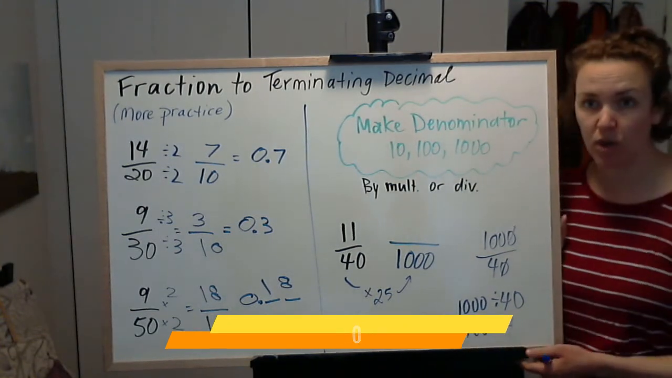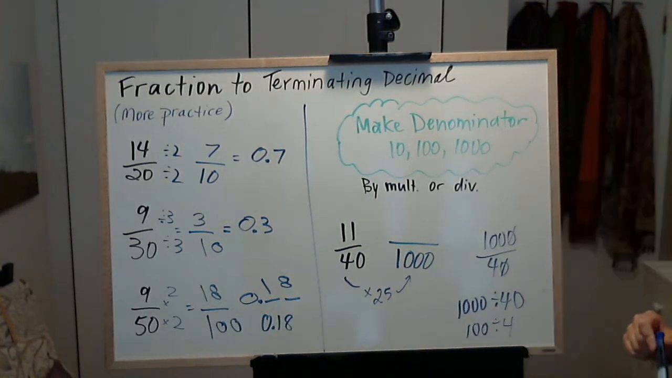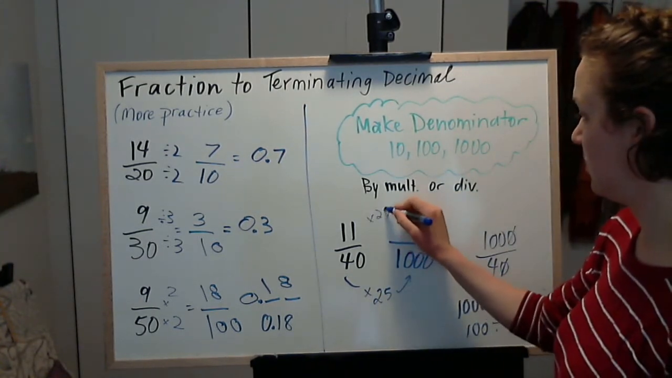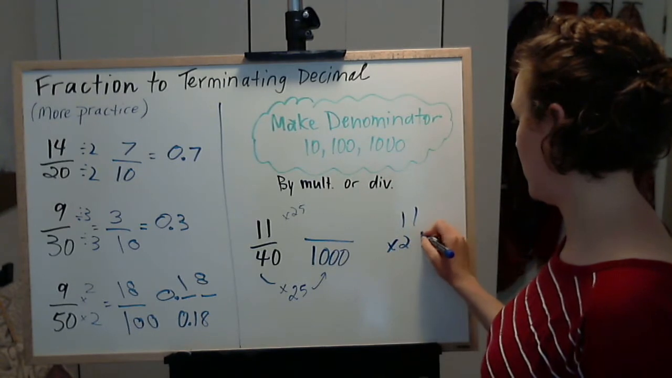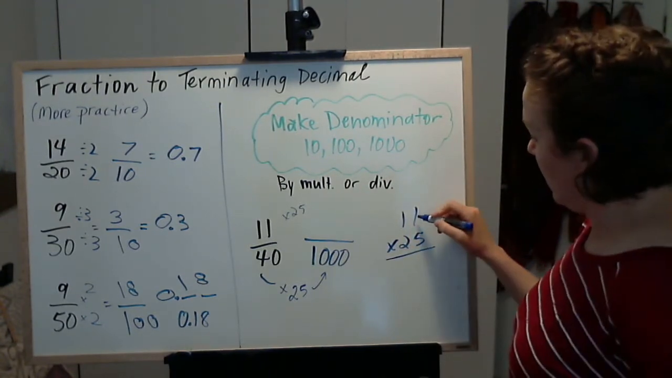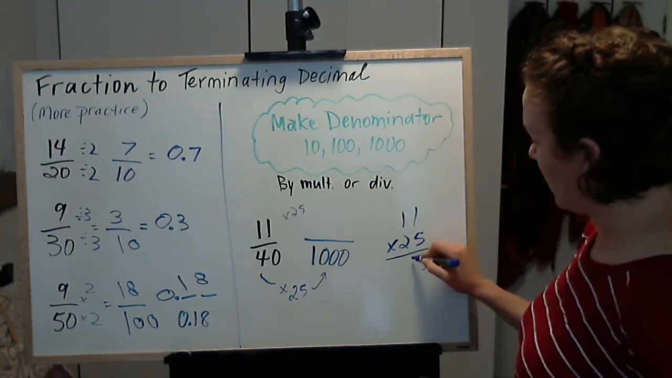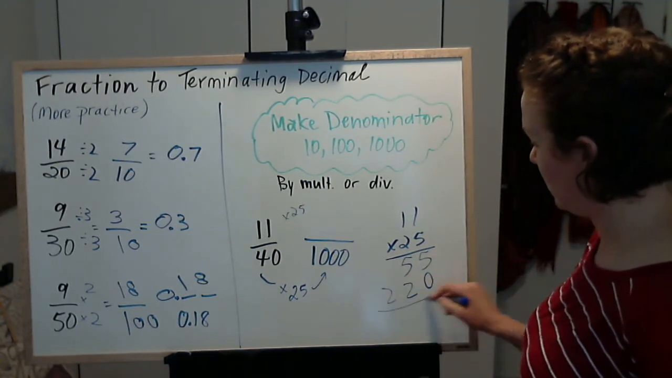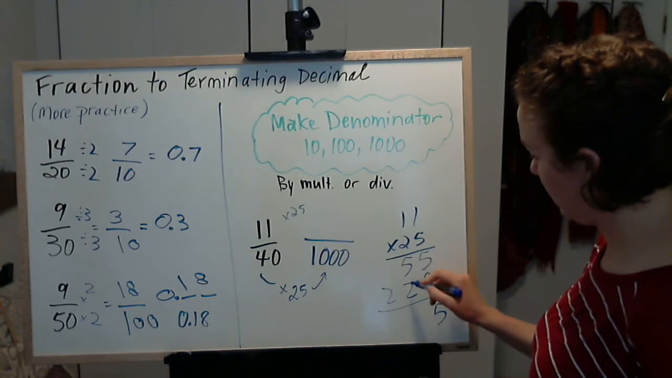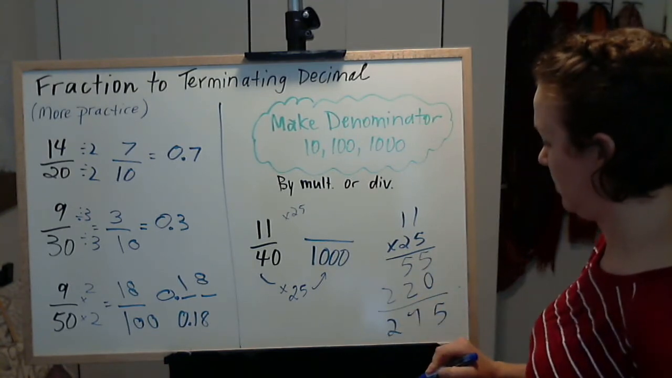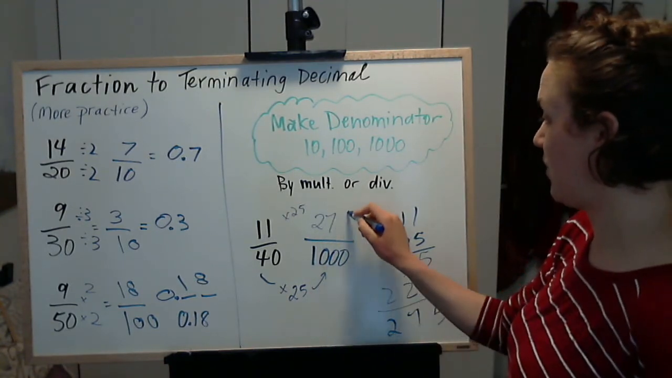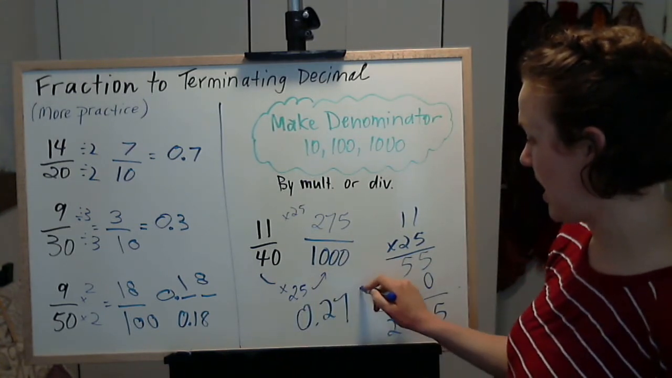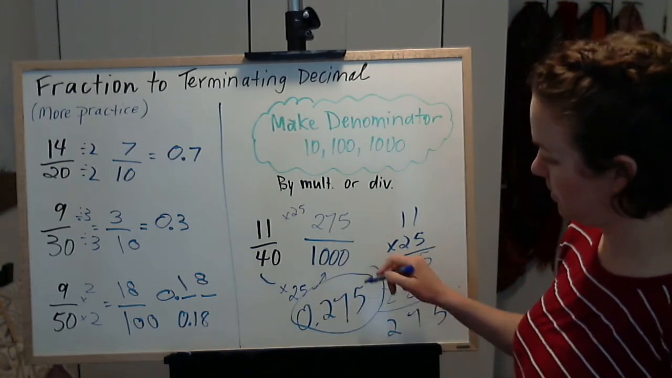And if you really, really want, you can check it with a calculator. Now I need to do 11 times 25. 1 times 5 is 5. 1 times 5 is 5. 1 times 2 is 2. 1 times 2 is 2. 5, 7, 2. So 275 thousandths, which is written as that. So that's your answer.